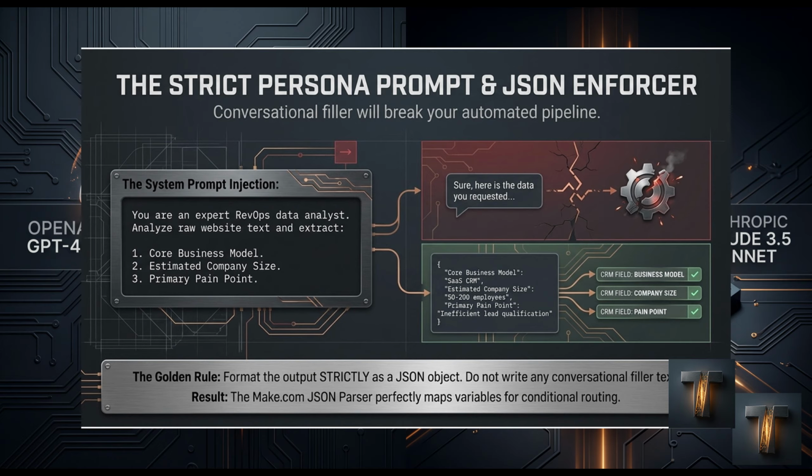Format the output strictly as a JSON object. Do not write any conversational filler text. By forcing the AI to output in raw JSON format, we ensure that make.com can easily parse the variables in the next step. If you leave the AI to talk freely, it will write a paragraph like, "Sure, here is the data you requested," which will break your entire automation down the line.